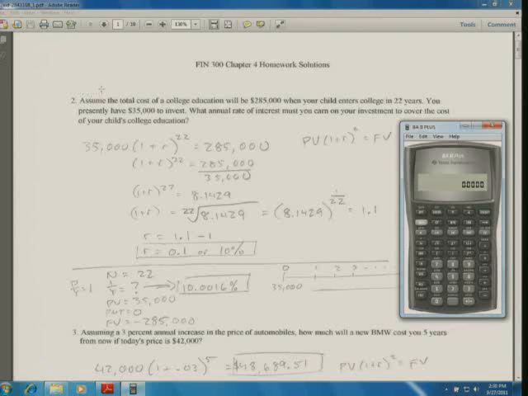Okay, so number 2, let's go ahead and dig into the problem. Number 2 reads: assume the total cost of a college education will be $285,000 when your child enters college in 22 years. You presently have $35,000 to invest. What annual rate of interest must you earn on your investment to cover the cost of your child's college education?